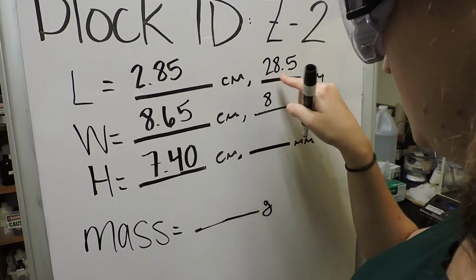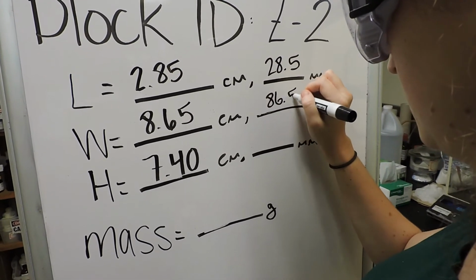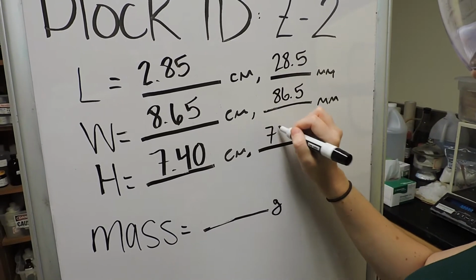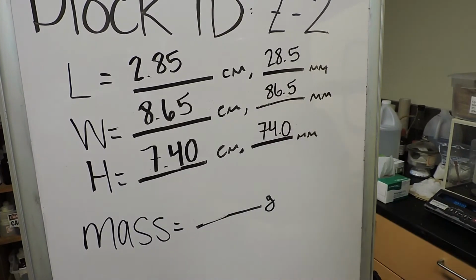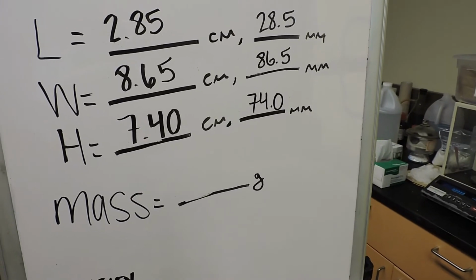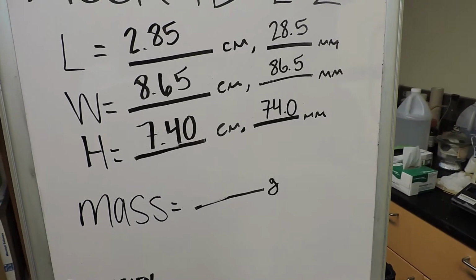2.85 centimeters converts to 28.5 millimeters. 8.65 centimeters converts to 86.5 millimeters. And 7.40 centimeters converts to 74 millimeters.